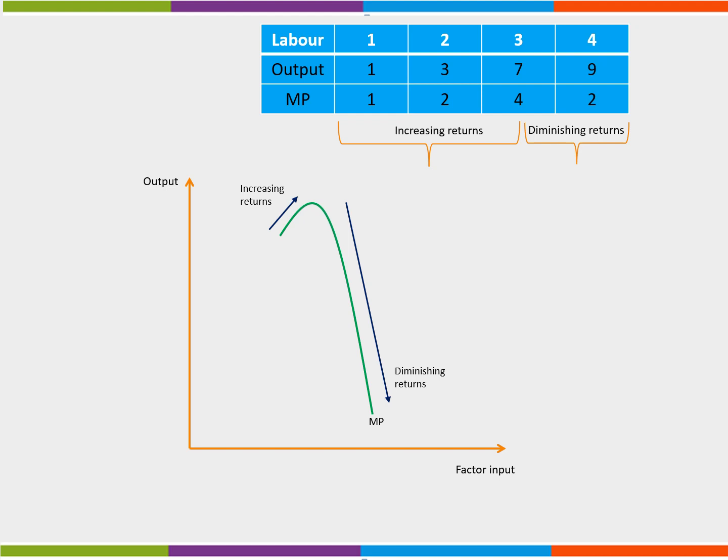The average product curve is an inverted U shape. When marginal product is above average product, the average product curve is rising as marginal product pulls up the average. When marginal product is below it, average product is falling as marginal product pulls down the average.